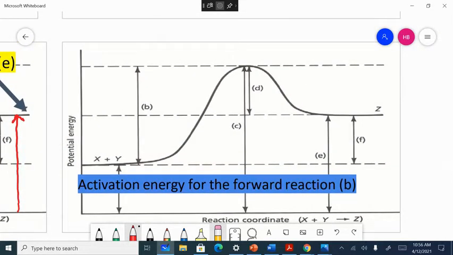So here's how we read this. This is the potential energy of the reactants here. This is the energy that I need to add in order to get the reaction to go on its own. This right here is what we call the reaction coordinate, or the activated complex, or the transition state. There are 3 different ways we can describe this point up here. So therefore B, which is the distance between the energy of the reactants and the energy of the activated complex, is called the activation energy for the forward reaction.